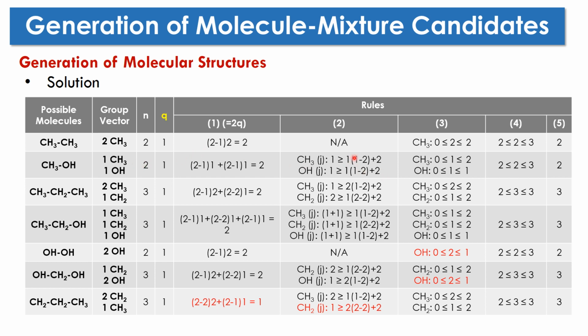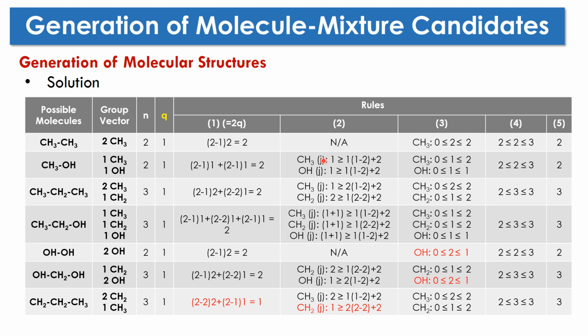So we have 1 here, and then Uj minus 2. Uj, the valence for CH3, is 1. So 1 minus 2 and then plus 2. 1 minus 2 is negative 1. Negative 1 multiplied with 1 is negative 1. Negative 1 plus 2 is 1. So 1 is more than or equal to 1. So it satisfies the first equation for CH3 equal to J.